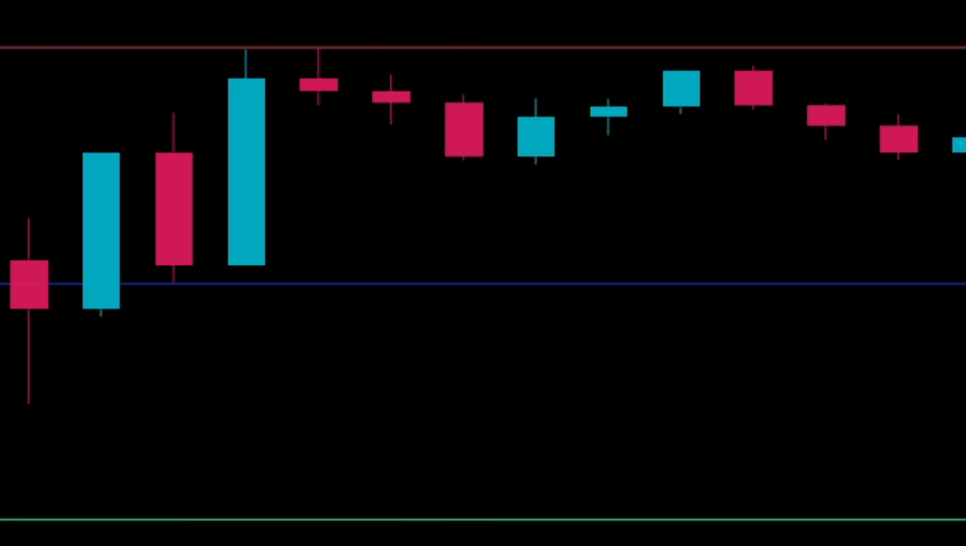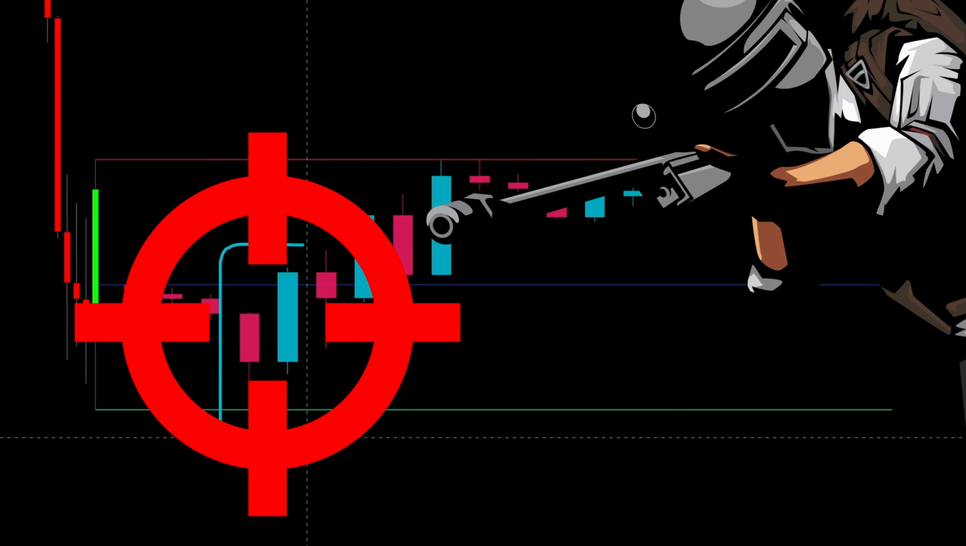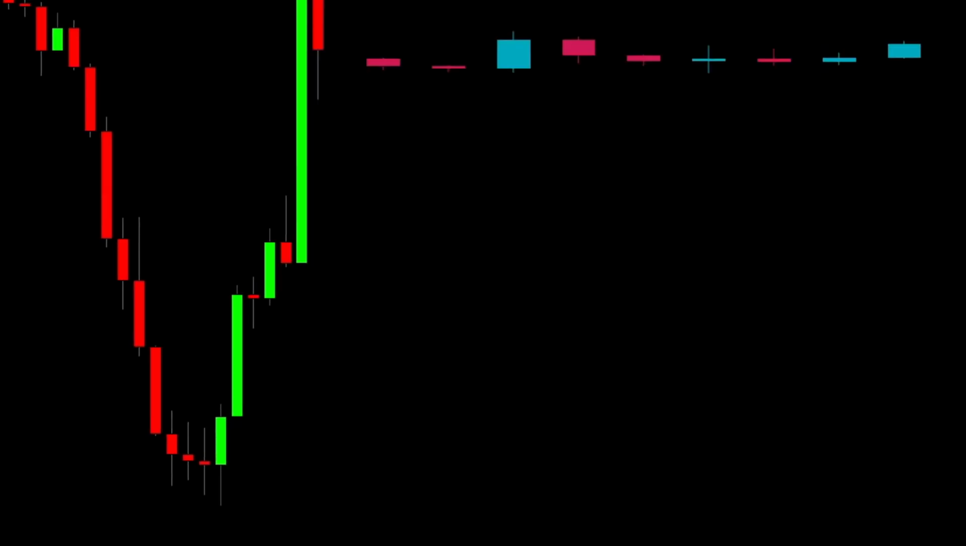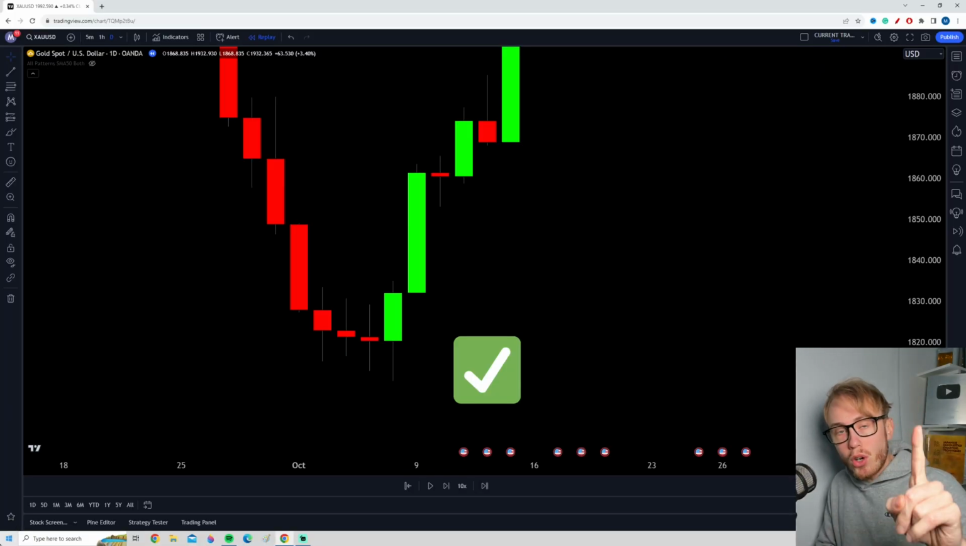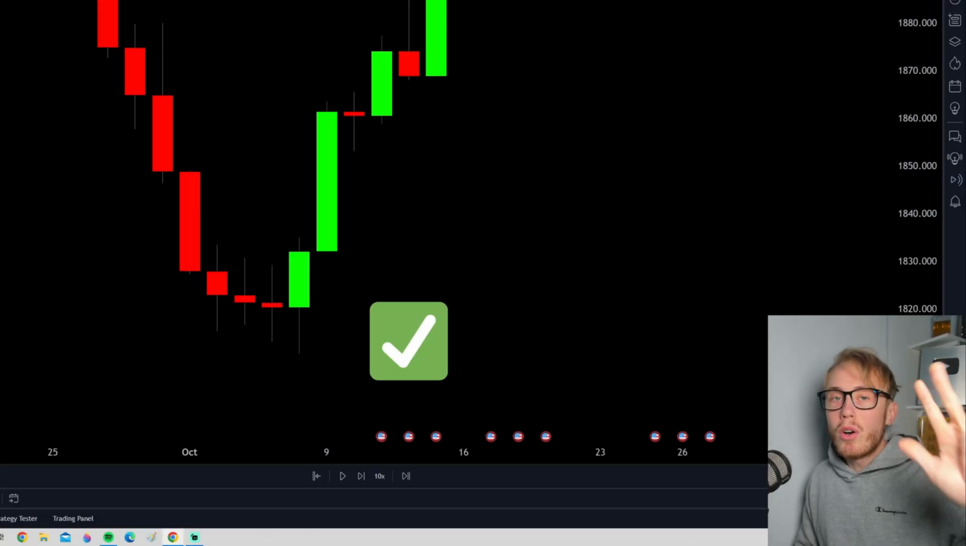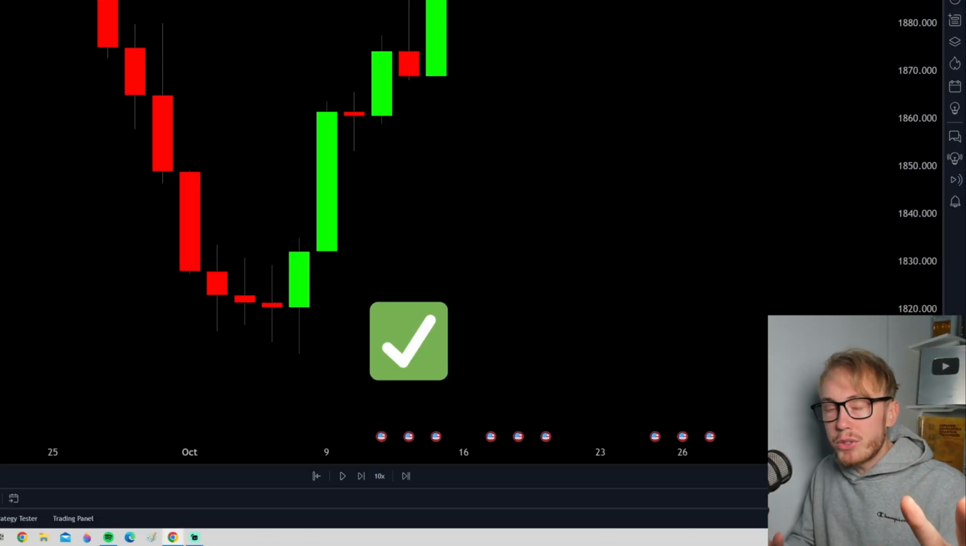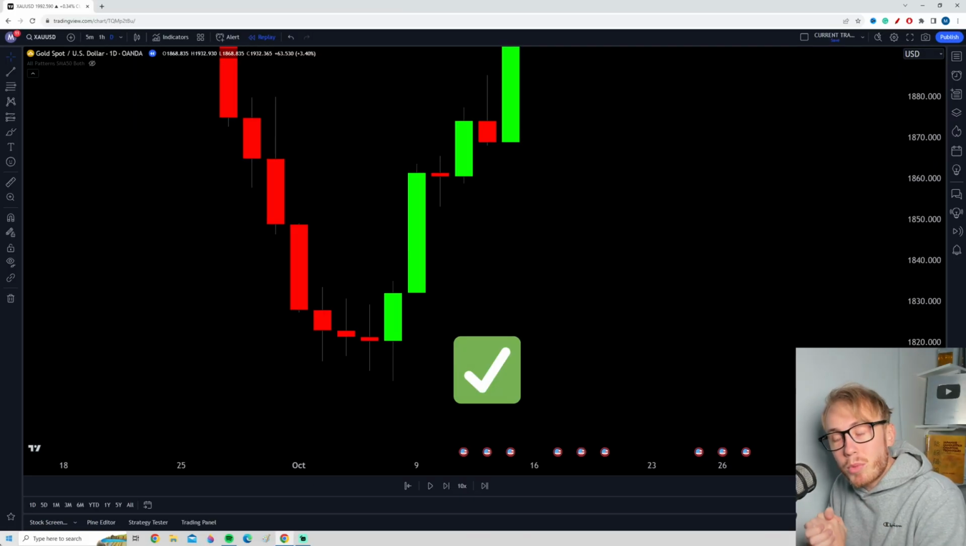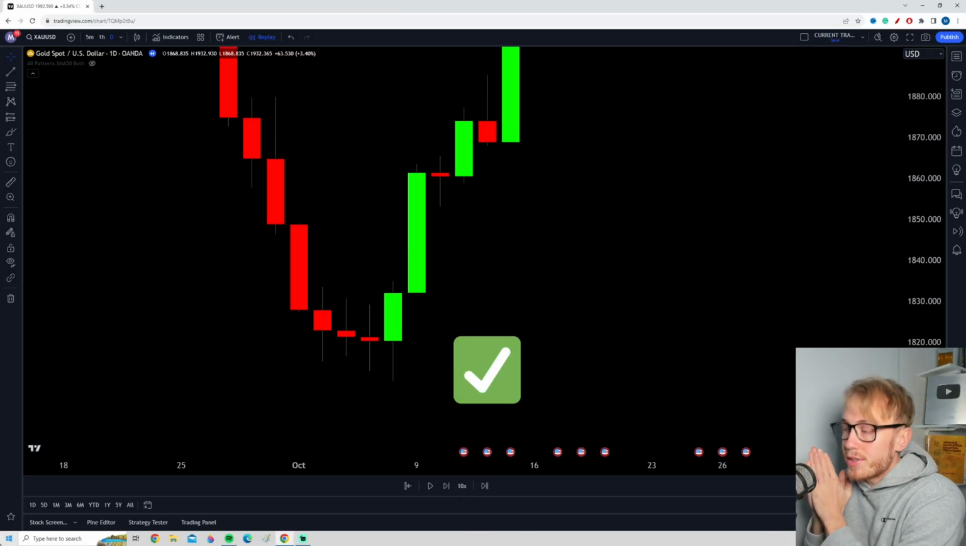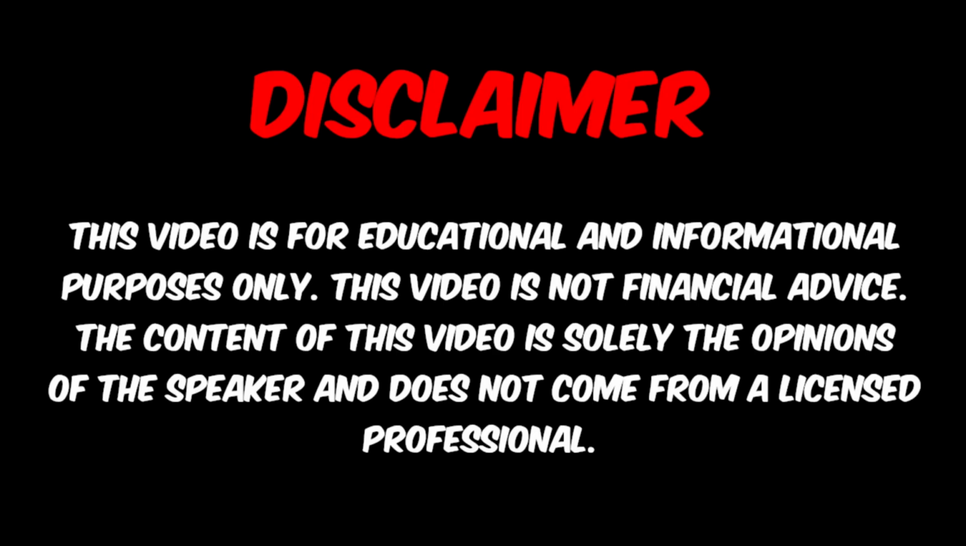This TradingView indicator uses multi-time frame analysis to find perfect entries in the market. In today's video, we're going to take a look at how to open up the indicator. We will take a look at the best settings, and we will also, of course, take a look at how to use it correctly. So guys, let's not waste any time here. Without further ado, let's jump right into it.